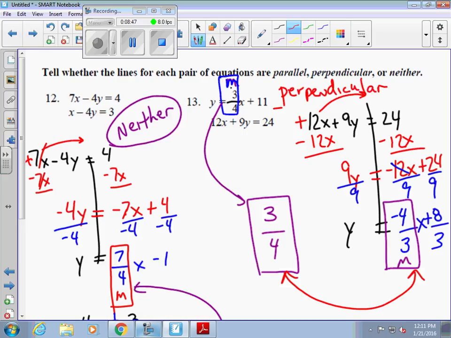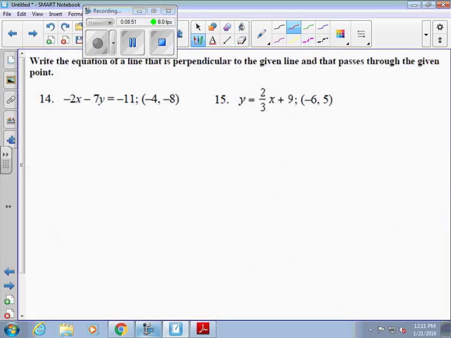Again, these are two of the longer problems on the study guide and subsequently the test. Number 14 says write an equation that's perpendicular to the given line that passes through the given point. Again, when we originally did this, we did it in slope-intercept form. It was more work than we have to do now since we know point-slope form. You have to identify the slope first.